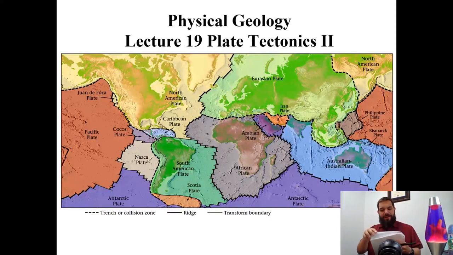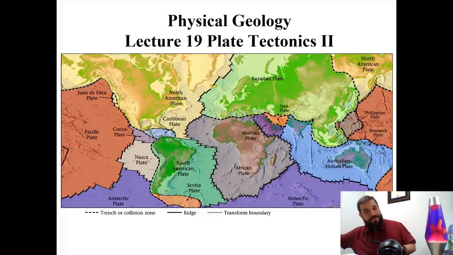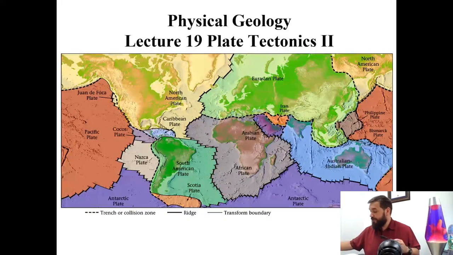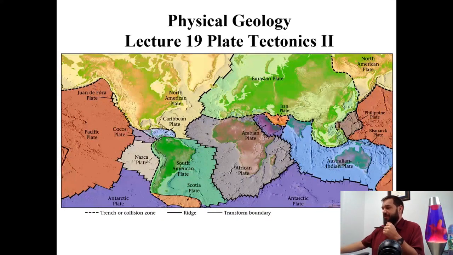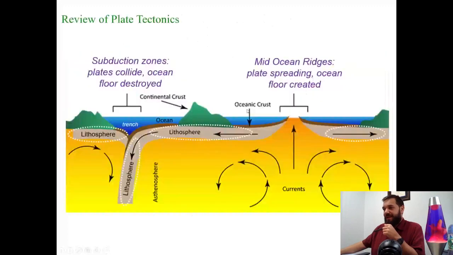So we're on lecture assignment number 19, and we had just gotten done last time talking about how new seafloor is created at mid-ocean ridges. So that's actually the answer to number 1, right? Where is new seafloor generated? It's generated at mid-ocean ridges. And we're going to talk about the other kinds of tectonic boundaries that are called subduction zones. So we'll get all about that today, okay?